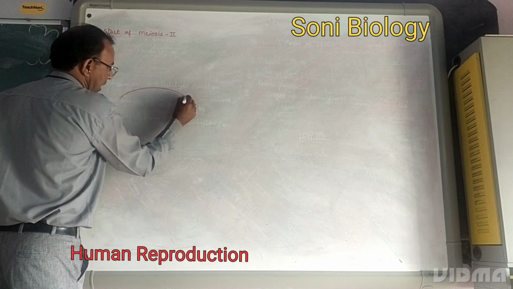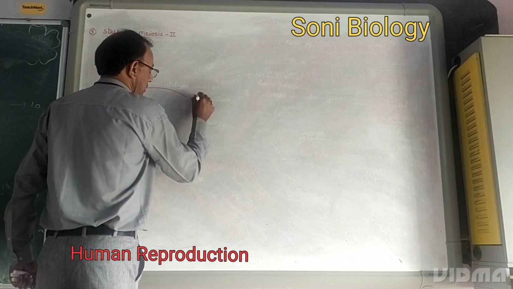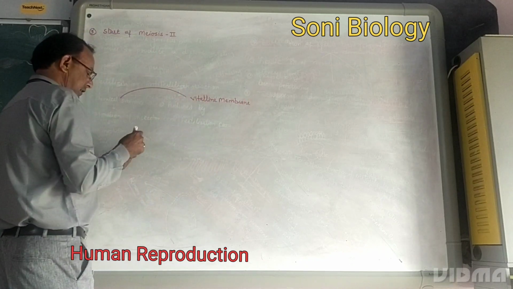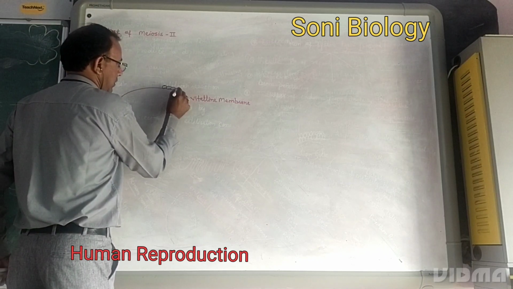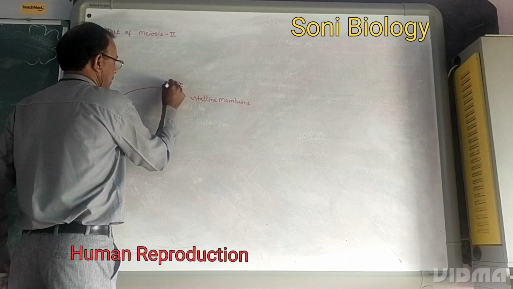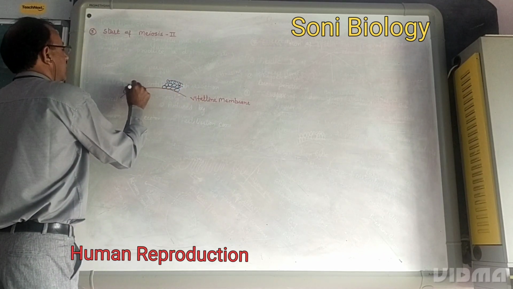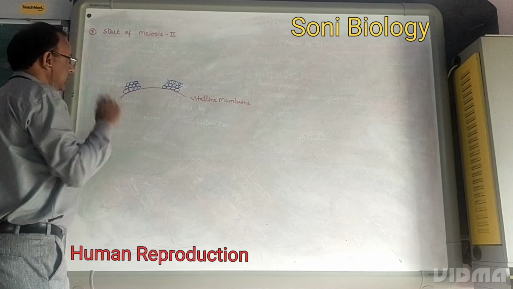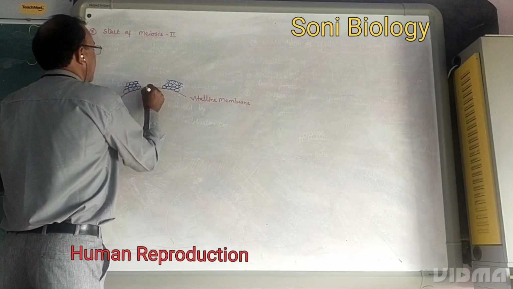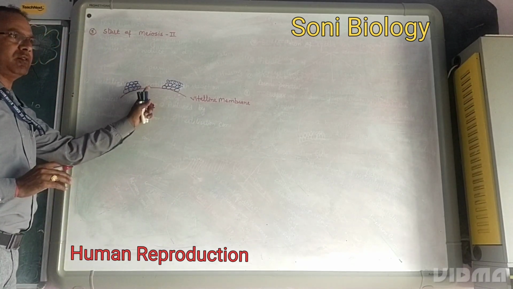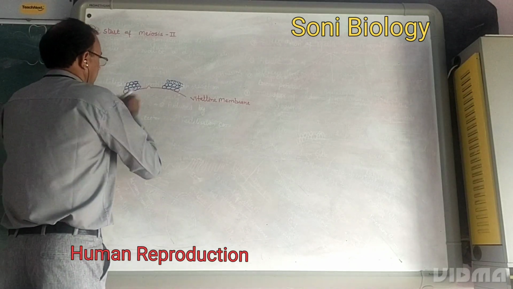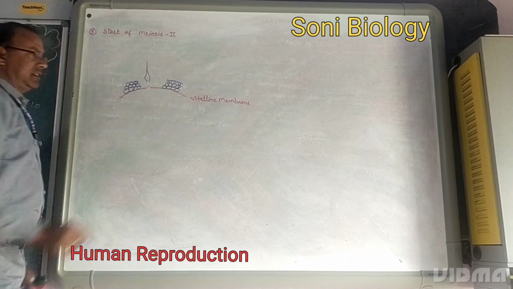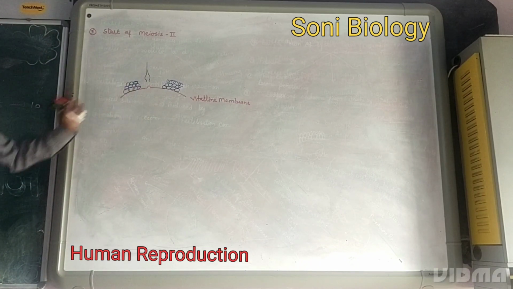Suppose this is the vitelline membrane of the egg, and it contains the zona pellucida as well as the corona radiata. As the sperm is near to the vitelline membrane, the vitelline membrane shows some reception cone, which we have already studied. Just near the sperm that has reached, the vitelline membrane shows receptor cones like this.